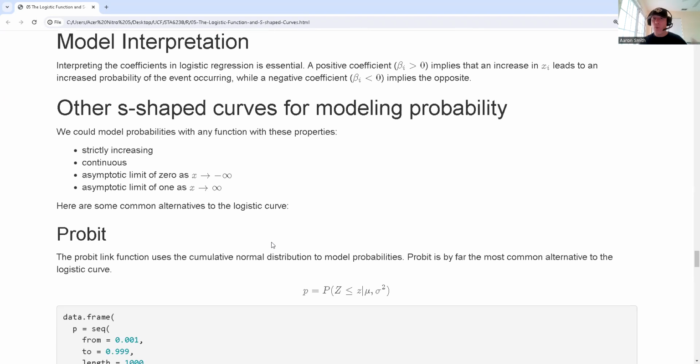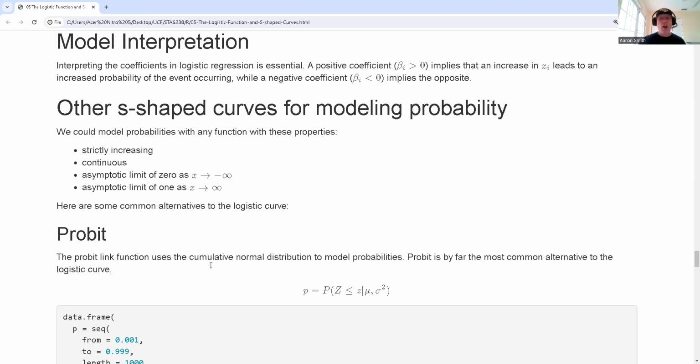Now there are other curves that we could use. We don't have to use the logistic curve. Honestly, we could use any function that is strictly increasing, continuous, has an asymptotic limit of 0 as x goes to -infinity, and an asymptotic limit of 1 as x goes to +infinity. Any curve could do that. A lot of cumulative distribution functions would work for this, so we have tons and tons of options. Now there are some that statisticians have established as being more common than others.